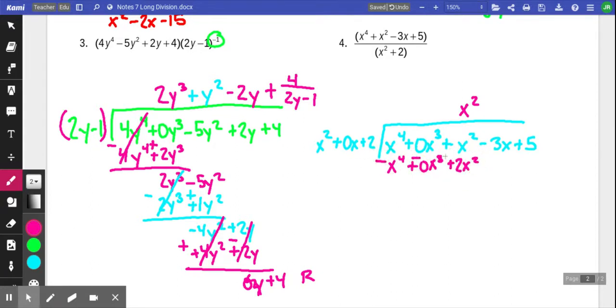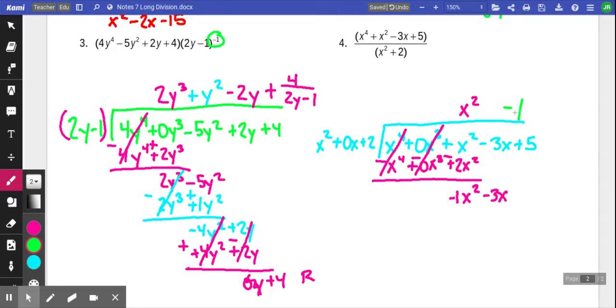And I subtract all the way through. And the x to the fourths cancel. It turns out that my x to the thirds eliminate as well. Sometimes that'll be the case, sometimes it won't be. And then x squared minus 2x squared, that's a 1 minus a 2, which is going to give me a negative 1x squared. And then I'll bring down the minus 3x. And now the question is x squared times what is going to give me negative 1x squared? Okay, and that's actually going to be a negative 1.